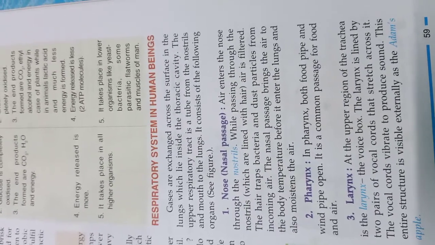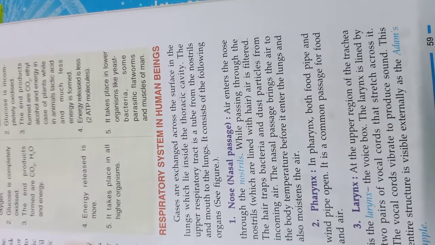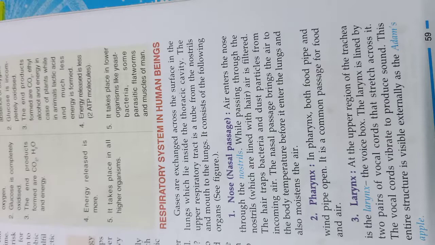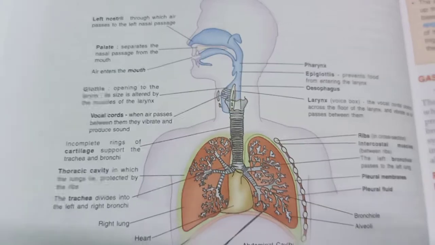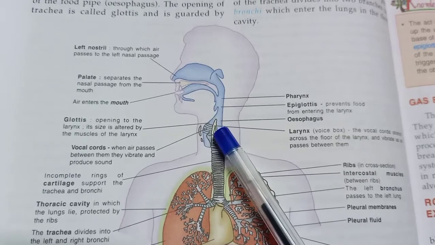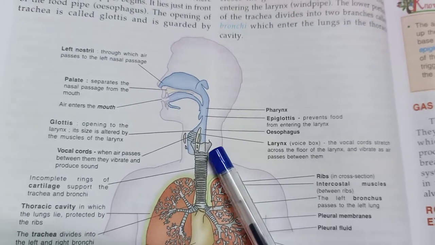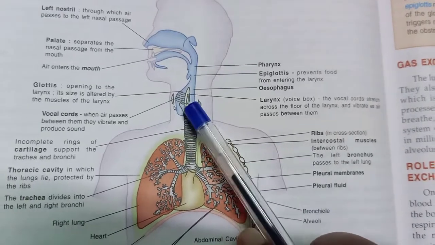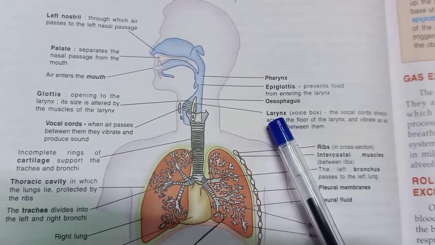Now when we speak, our vocal cords vibrate and produce sound just because of this larynx only. And this whole structure is also known as Adam's apple. You can see in the diagram that this part is known as larynx or the voice box, and in this voice box the vocal cords stretch across the floor of the larynx and vibrate as the air passes between them. So this part is known as the larynx or the voice box.